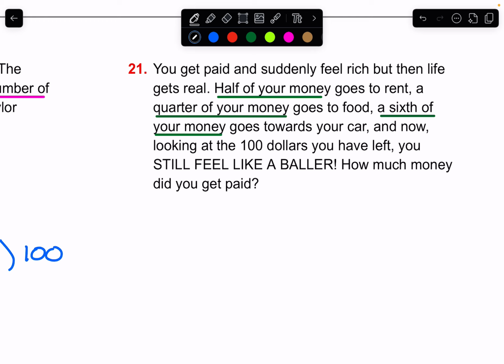So let's think about how you got to $100. What did you have to do to get down to $100? Well, you started off by getting paid, right? So I'm going to say that X represents the amount you got paid. Okay, so if we start with X, we're going to just take away things from X until we get down to $100. So we spend half our money.